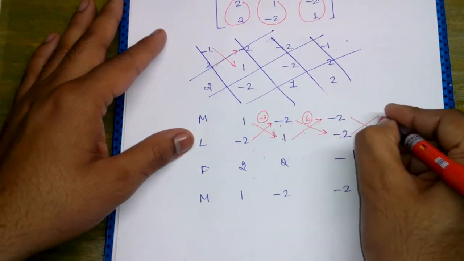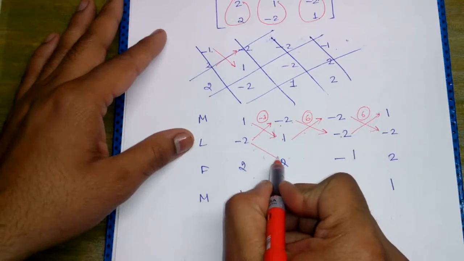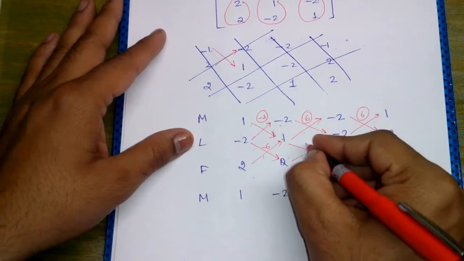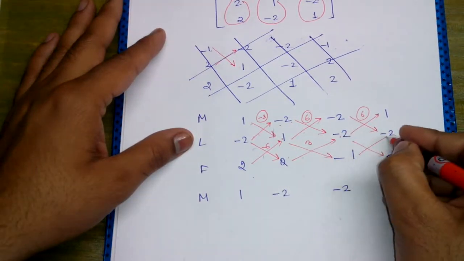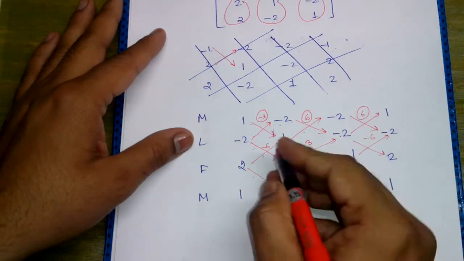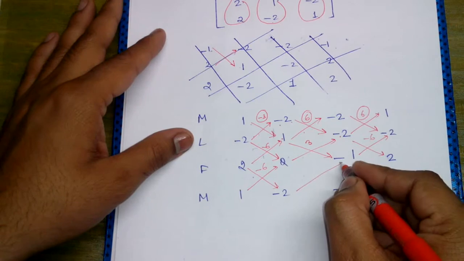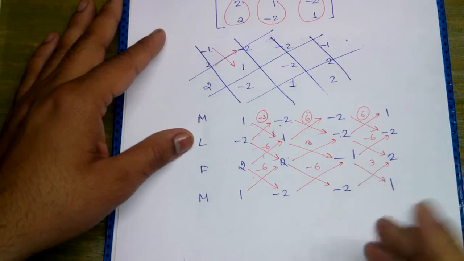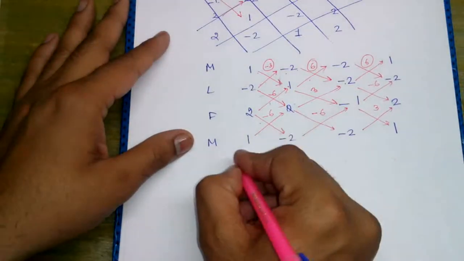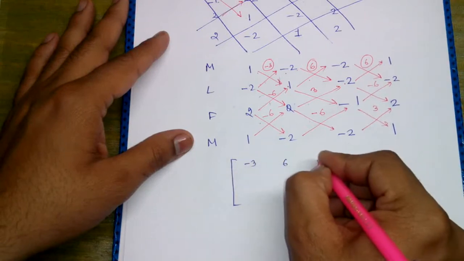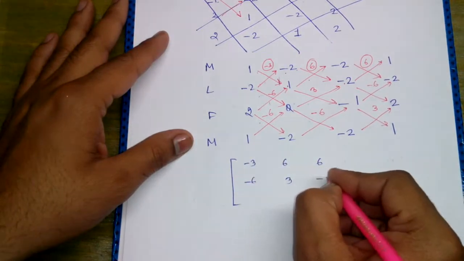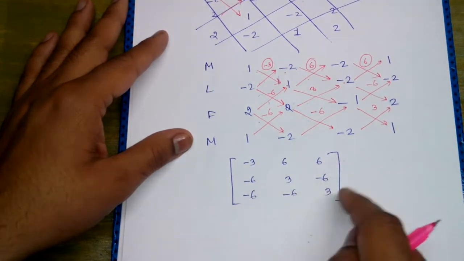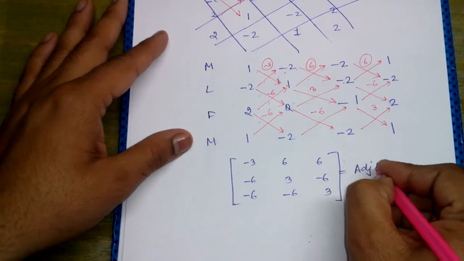Similarly we will obtain 6 here. Same with this, we will obtain -6. Here we will obtain 3. Here we will obtain -6. Here we will obtain -6. Here we will obtain -6. And for this we will obtain 3. So these elements that we have obtained, -3, 6, 6, -6, 3, -6, -6, -6, 3. This becomes the adjoint of A.